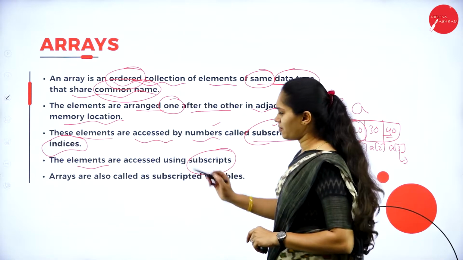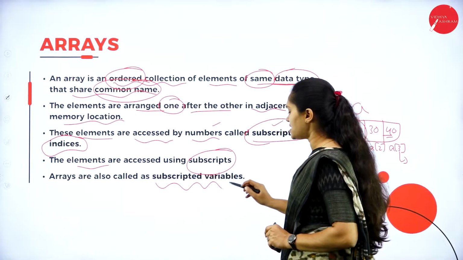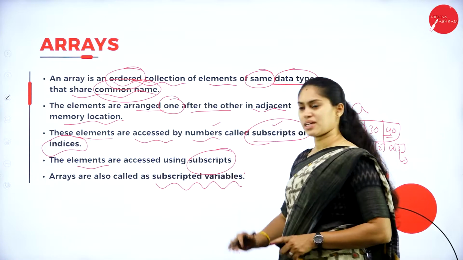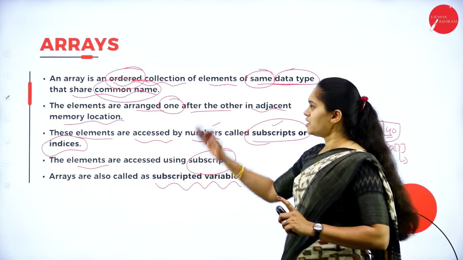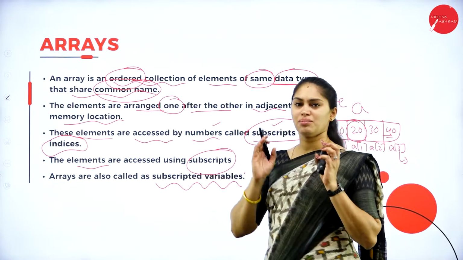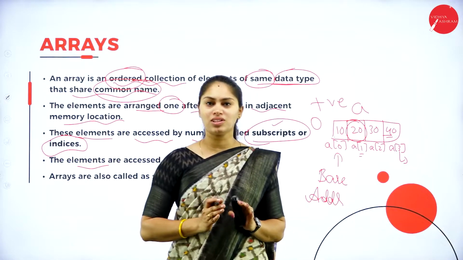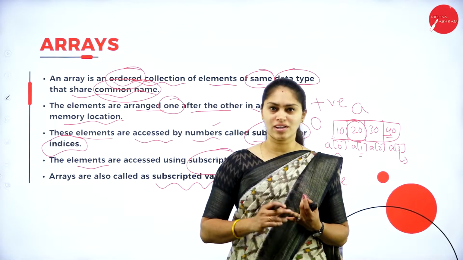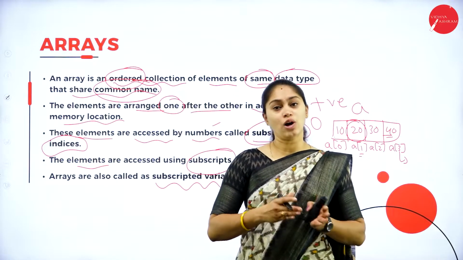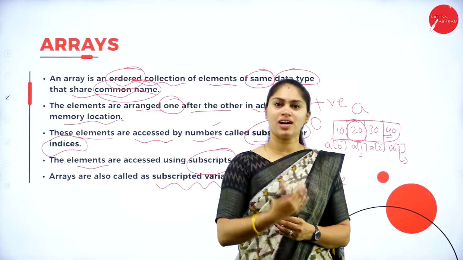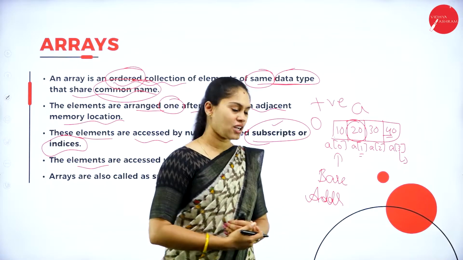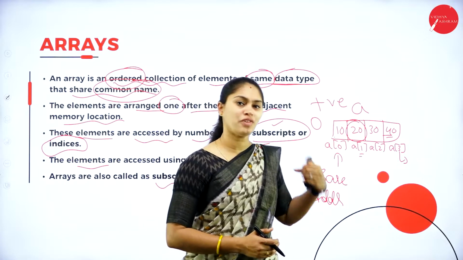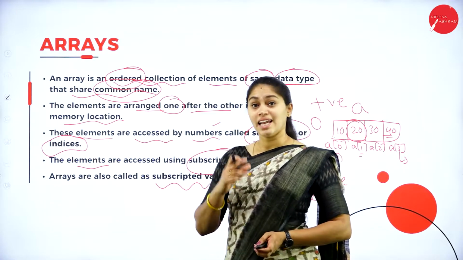Right? So here the elements are accessed using subscripts. That is the reason we can also call arrays subscripted variables, isn't it? These are the basic definitions and basic things you need to learn about arrays. What is the definition of an array? How are the elements accessed or fetched, how are they stored one after another in adjacent memory locations, and we use subscripts or indices in order to fetch the elements of a collection of elements.